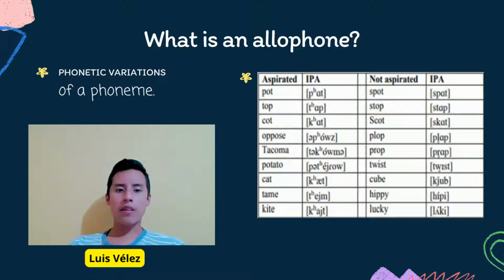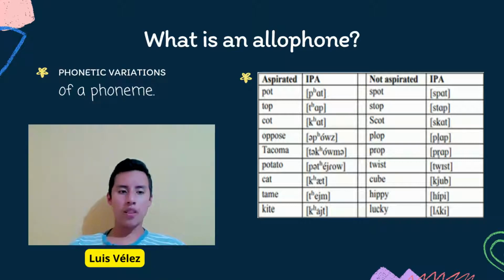Allophones are phonetic variations of a phoneme. The occurrence of one allophone rather than another is usually determined by its position in the word. It could be initial, final, or medial, etc., or by its phonetic environment. Phonological rules operate on phonemes to make explicit which allophones are pronounced in which environments.